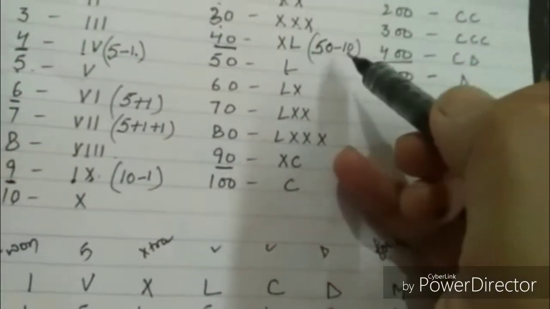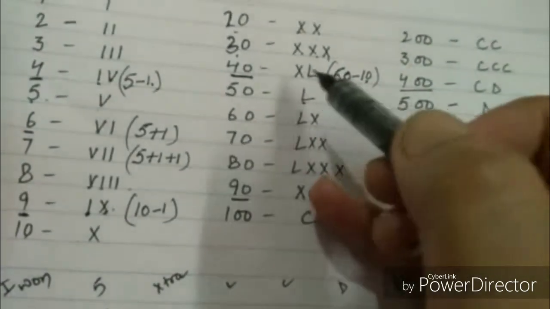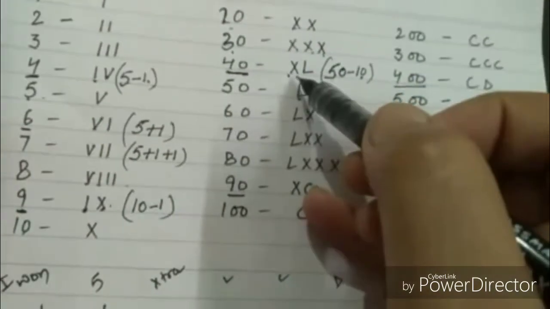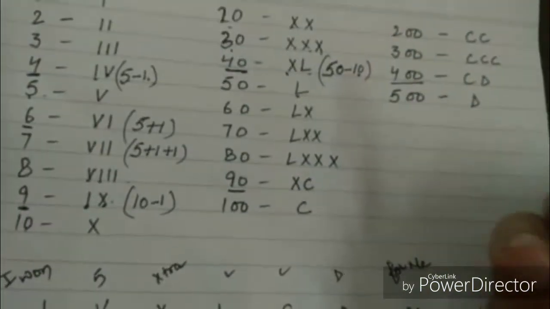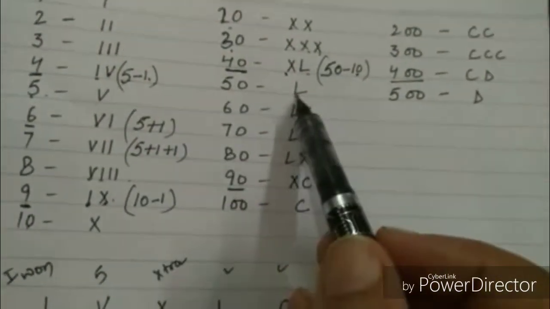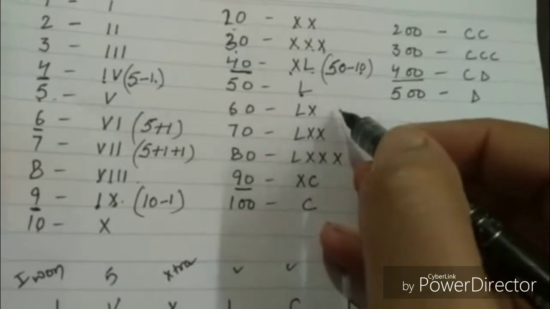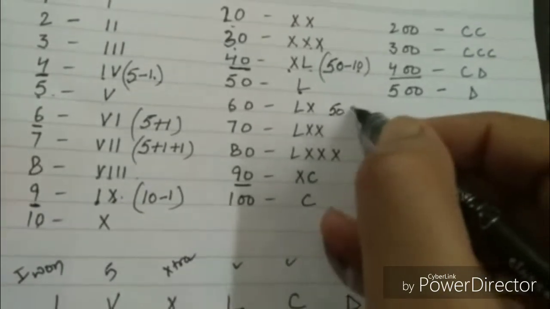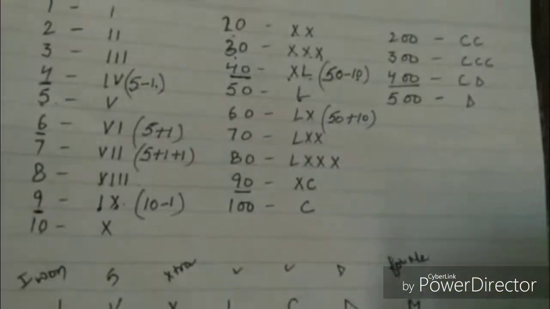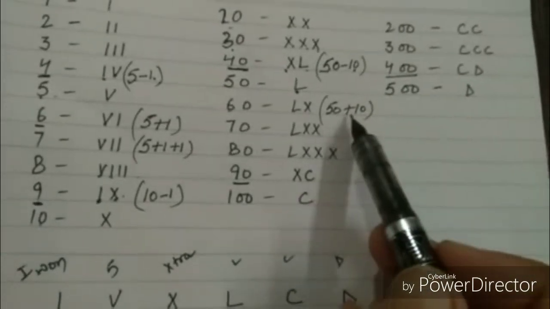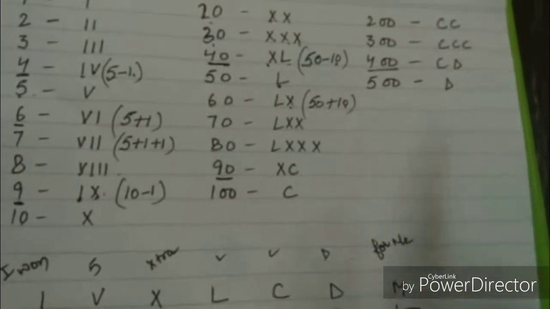So the thing which we have to subtract will always come to the left side. As simple as that. So 40 can be written as XL. Clear? Then 50 is simple, it will be represented as L only. And 60 is, tell me, 50 plus 10. Plus 10 means we have to write that 10, that means X, to the right side of the L.